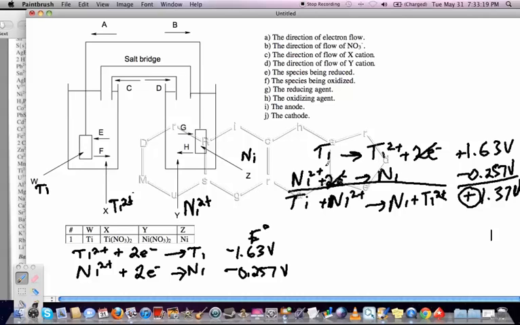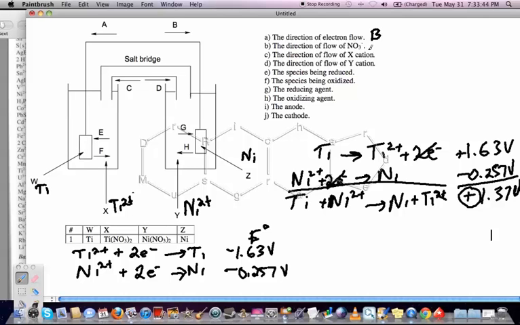Here's the other thing too, is that nickel 2+ is accepting 2 electrons, and so those electrons must come from somewhere, and that's going to be B. So the electrons are flowing from here to the nickel. We also see that titanium is giving up 2 electrons, because the electrons are on the product side here. So that's the other evidence. So B for that one.